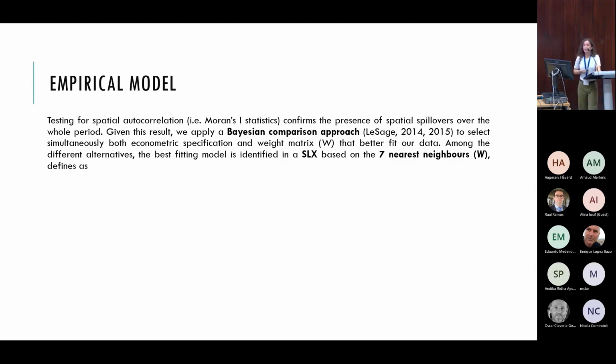So we have tested for spatial autocorrelation, and we found it, as we were expecting. And in order to apply an empirical model to our data, we proceed with the Bayesian comparison approach. So we select among alternative models as well as weighting metrics in order to account for the spillover due to spatial distances. And we end up with the best fitting model being a spatial lag of X, including in the weight matrix the 7 nearest neighbors.